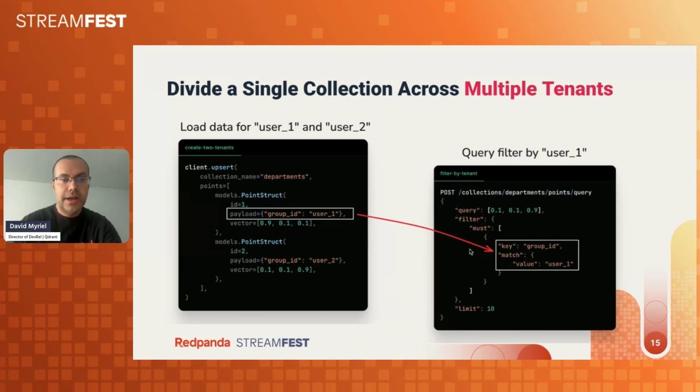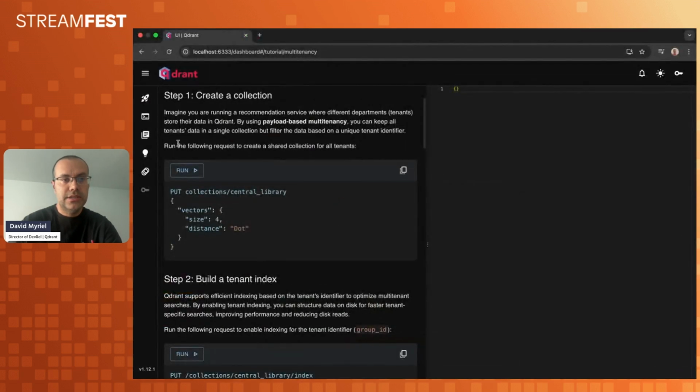You can assign a group ID to each vector, and then you would filter your searches by this ID. So for example, let's say we're working with user number one and user number two. You would search your points, your data in the database by one user, and you would only have access to that data. So the second user's data would not be available. So let me go ahead and demonstrate how this works in Qdrant.